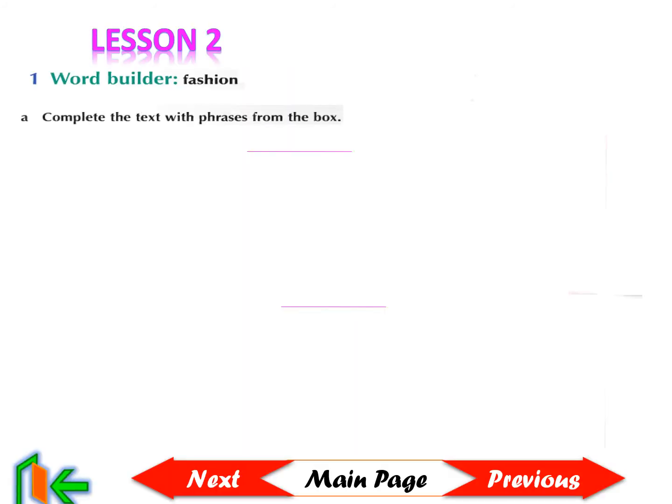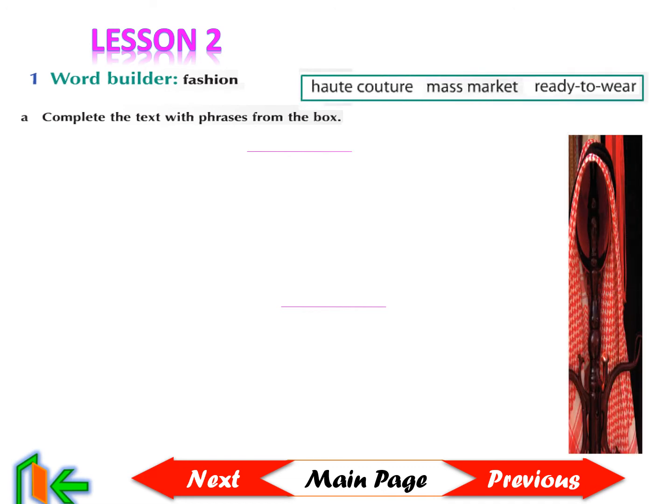The next one is an activity in your student books. Be kind enough to open your student book on lesson 2, unit 5. You have 5 seconds to do so. Of course, there are 3 main categories of the clothes that we wear. The first one is haute couture, and I told you the meaning of haute couture. The second one is mass market, and the last one is ready to wear.